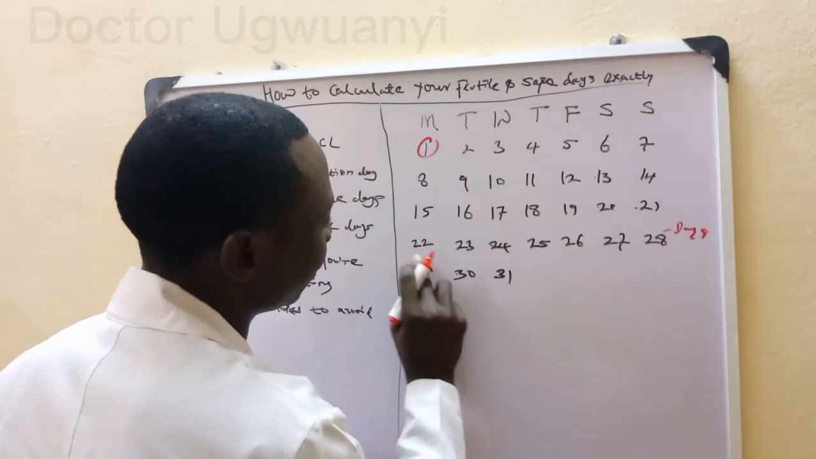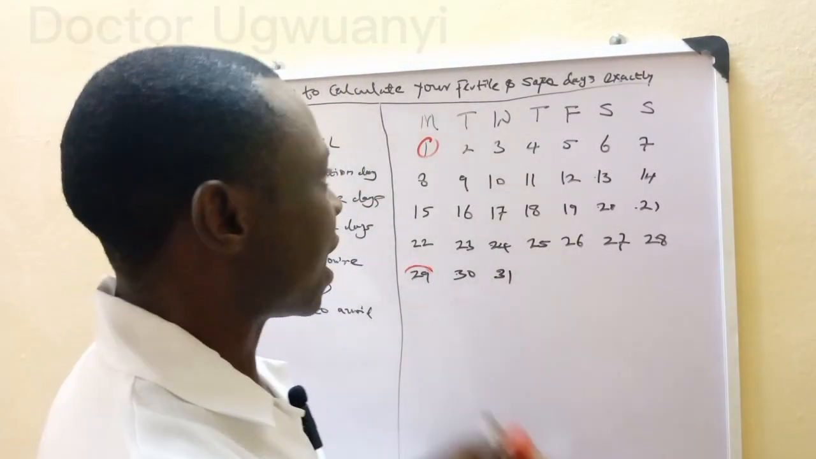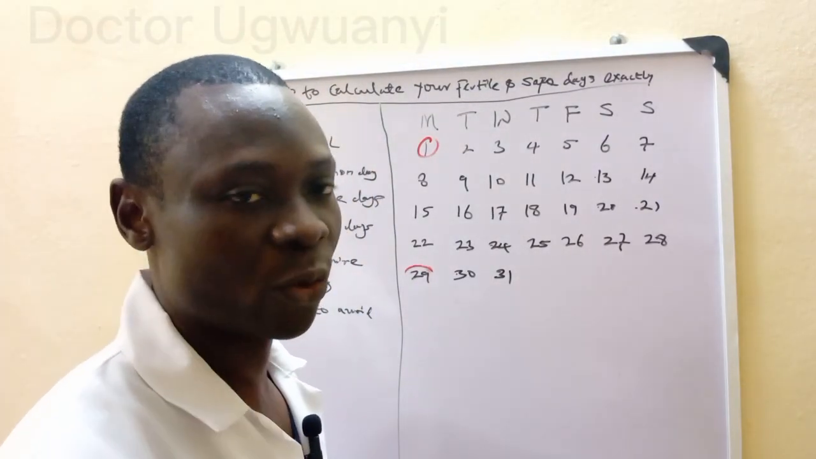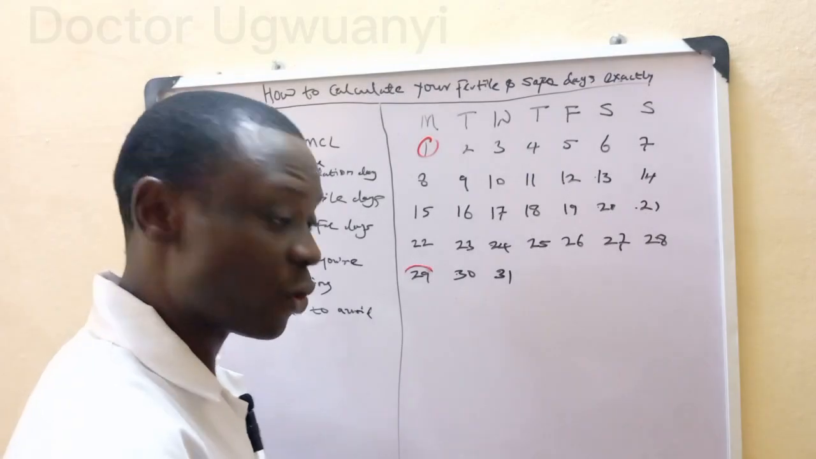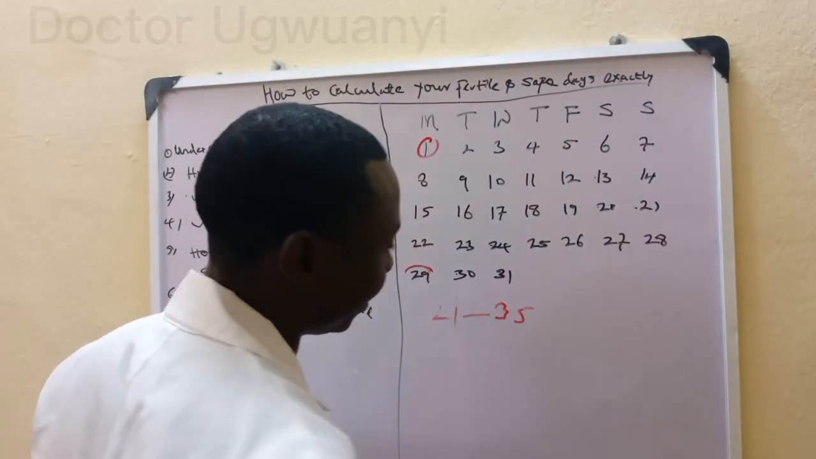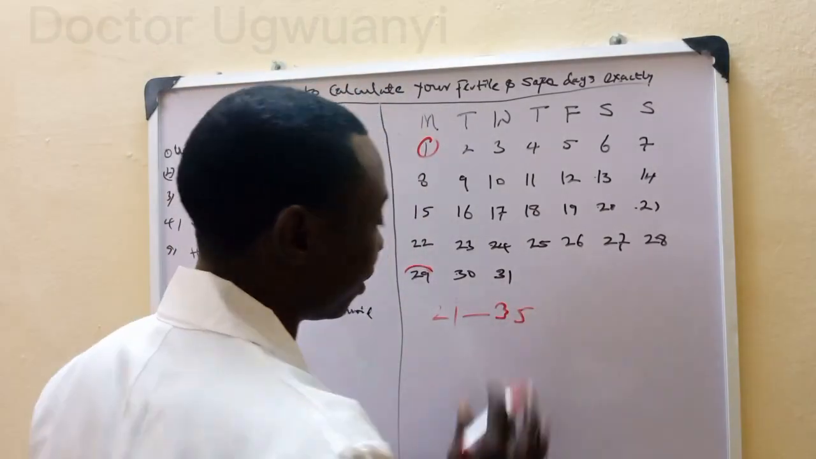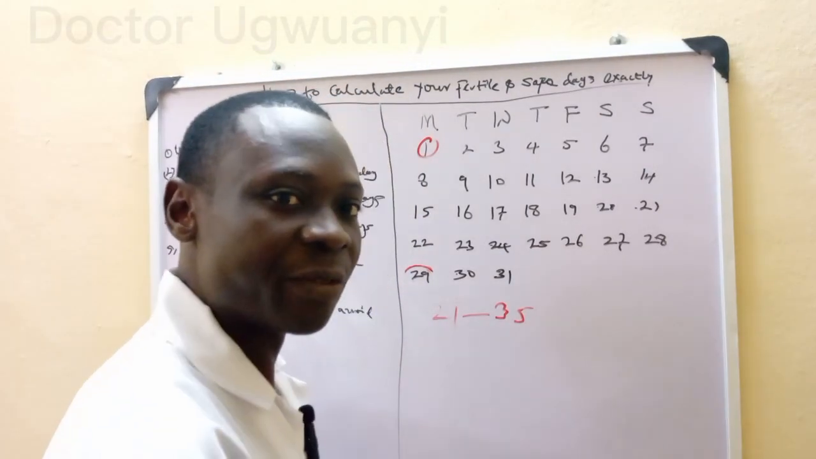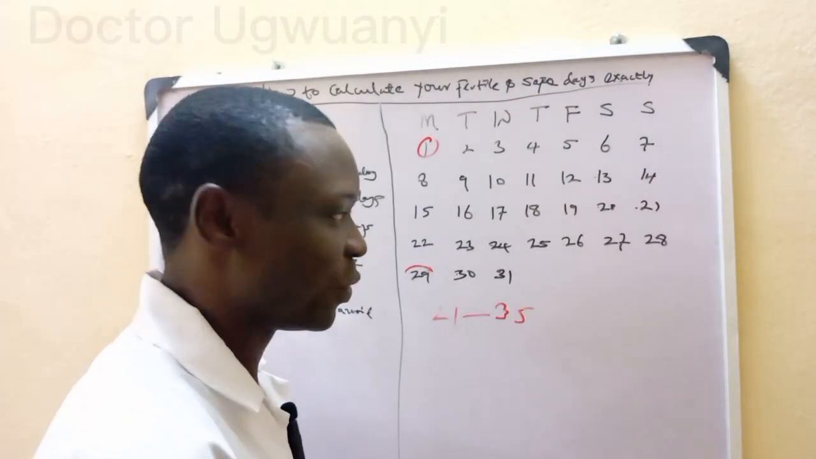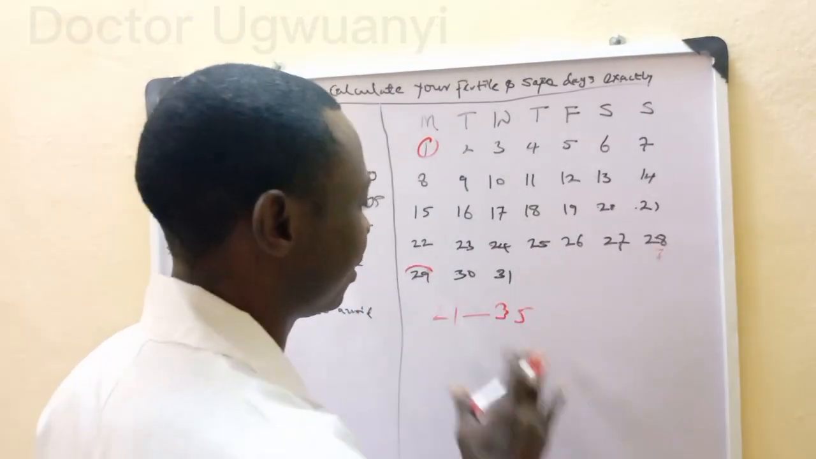So what is the normal range of menstrual cycle length? The normal range is between 21 to 35 days. So it's not a must that everybody will have 28 days. You can have 25, you can have 21, you can have 30, you can have 34. I just use this one as an instance.